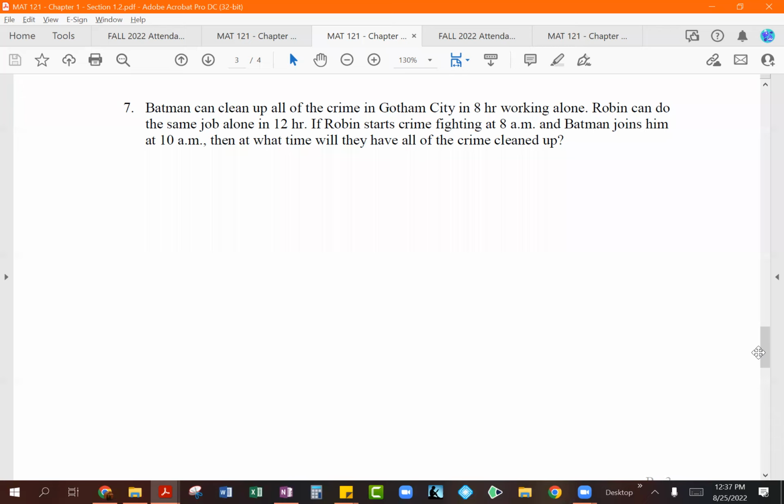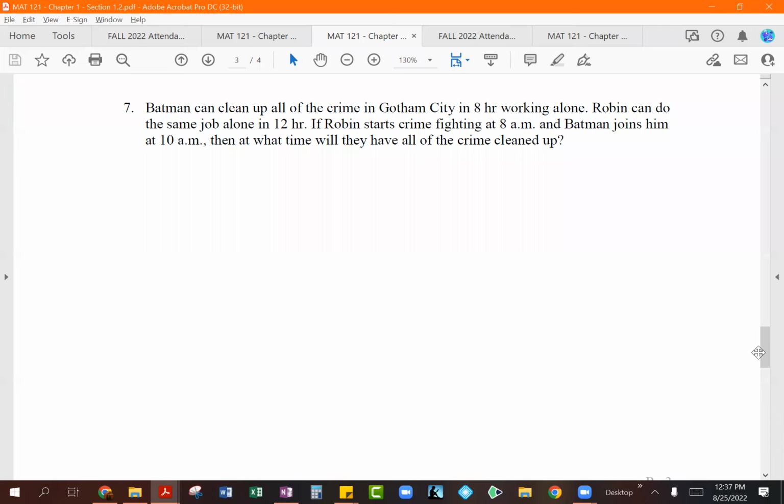And it's actually going to start out with, I would say, since Batman is starting 2 hours after Robin does, let's say T is the time that it takes Robin to get the job done. And then from that T, we will just subtract 2 to accommodate for Batman starting out 2 hours later. So I think that would be a good start for this.